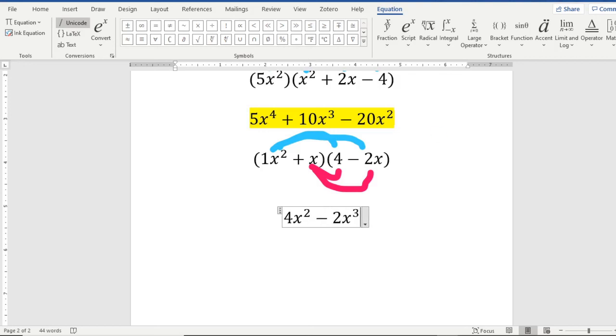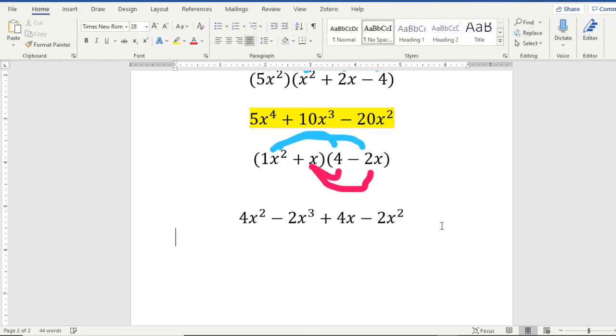Okay. Then I have the x times 4, so that's just 4x. And then I have the x times negative 2x, that's negative 2x squared. Okay, so let's go through and see if we have any like terms. I have a 3, but no one else has a 3. I have a 2 and a 2. Perfect. I have a like term right here, the 4 and the 2.